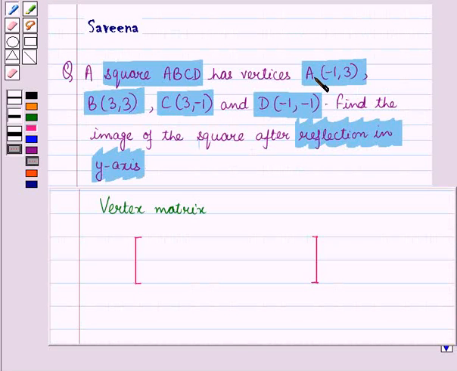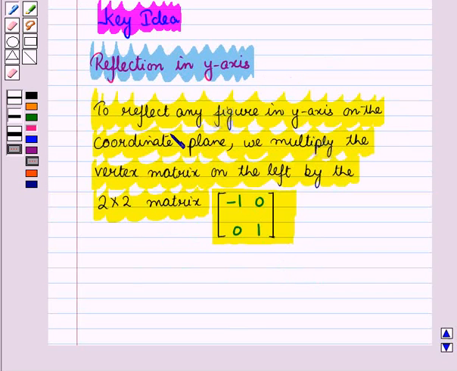First of all, we write the vertex matrix in which elements of row 1 are x coordinates of all the vertices and elements of row 2 are y coordinates of all the vertices. So vertex matrix is a matrix with elements in first row as -1, 3, 3 and -1 and elements in second row as 3, 3, -1 and -1. Now we have to find the coordinates of the reflected image. Now from the key idea we know that for reflection in y-axis, we multiply the vertex matrix on the left by this matrix having elements in first row as -1, 0 and elements in second row as 0, 1.